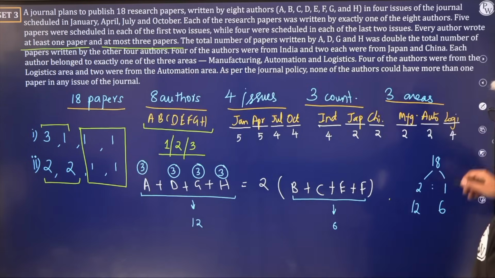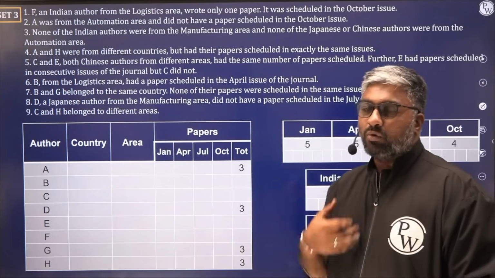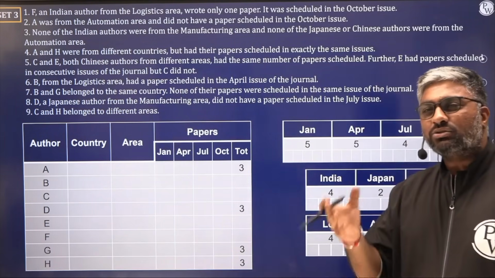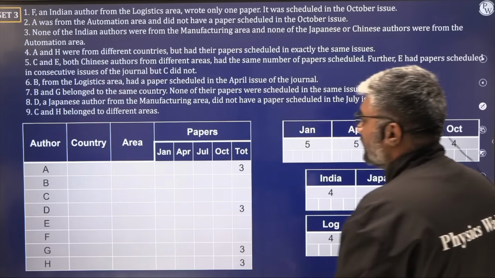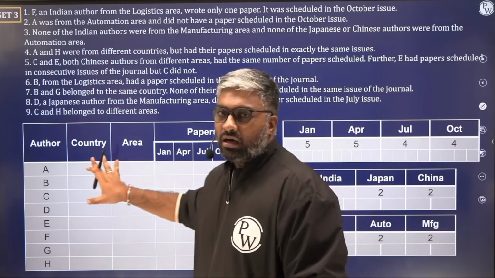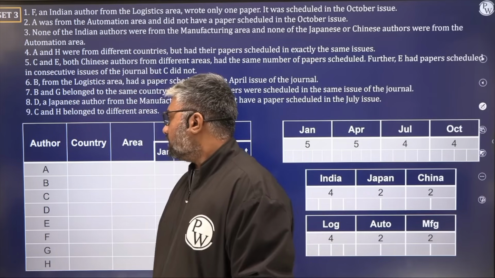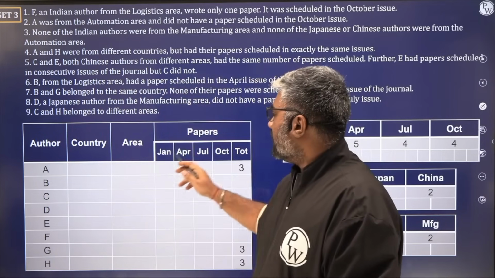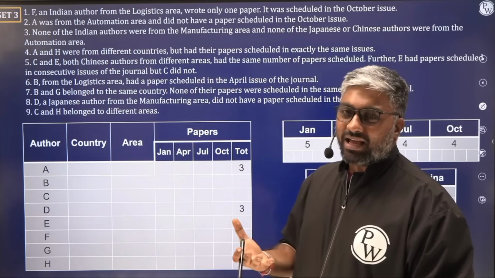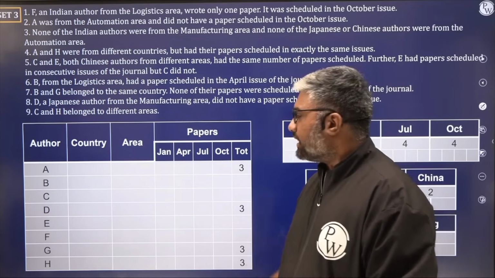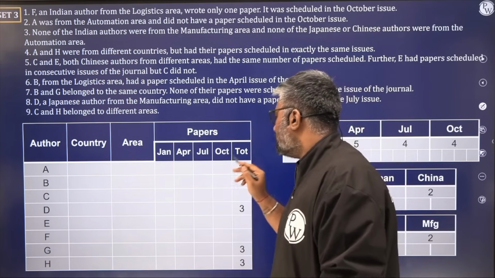So what I'm going to do is put all of this in the form of a table so that it becomes more organized, easy for us to select or eliminate or try out possibilities. Okay? So here this is the main table that we are going to work on. Here we have the authors. We have all the 8 authors named here: country, area, papers, and instead of just keeping a blank column, I've put it as Jan issue, April issue, July issue, October issue, and the total.